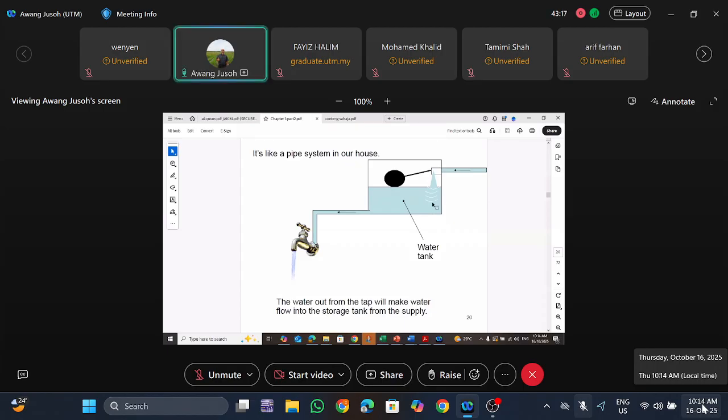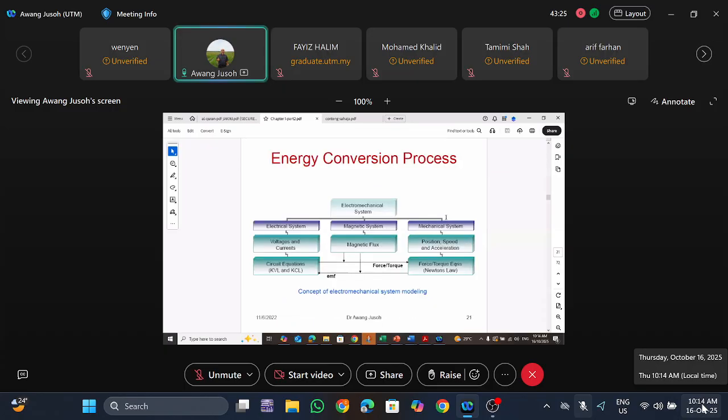Practically there but ideally we can neglect the losses. Practically yes, there's always losses in the system. Okay, so now we can see we can represent the process of energy conversion by this modeling.